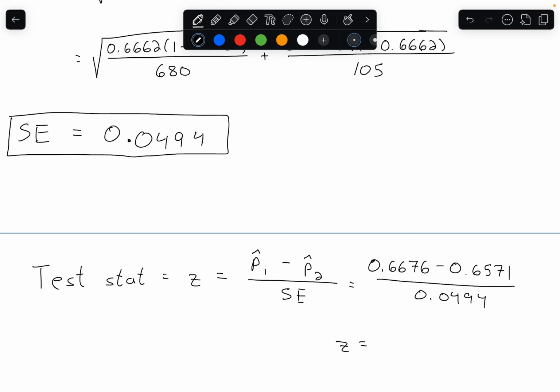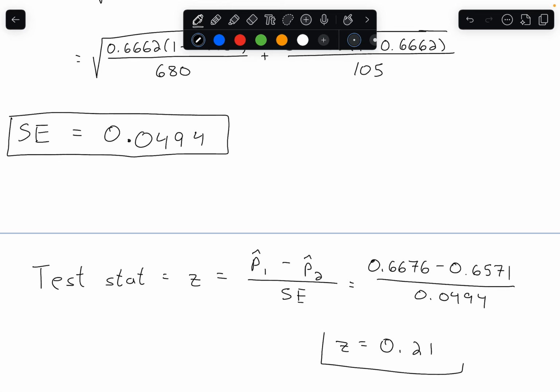So let's go ahead and calculate this out. So let's see, 0.6676 minus 0.6571 divided by our standard error, we have 0.0494, and here I end up with a positive 0.21. If it's a z-score, I only need 2 decimal places. So we'll go ahead and leave that as z equals 0.21.